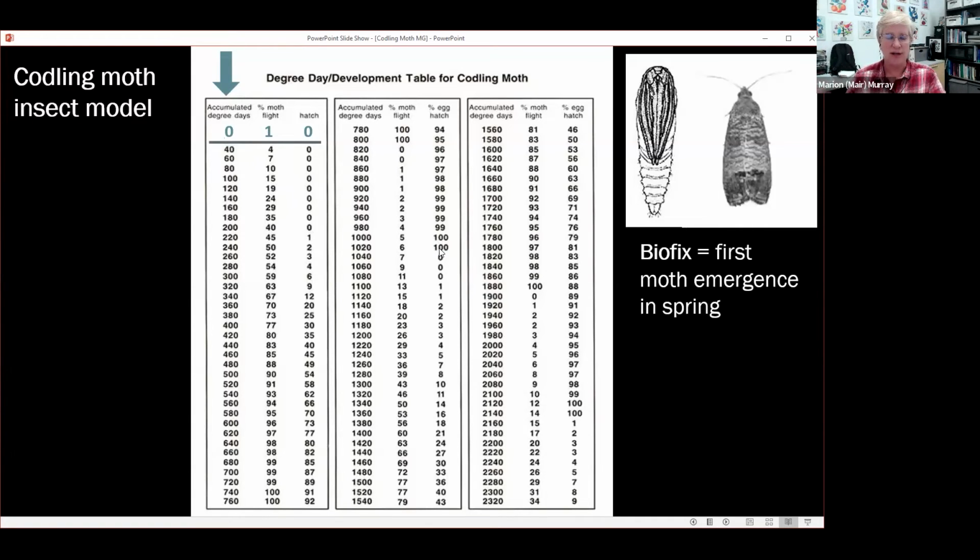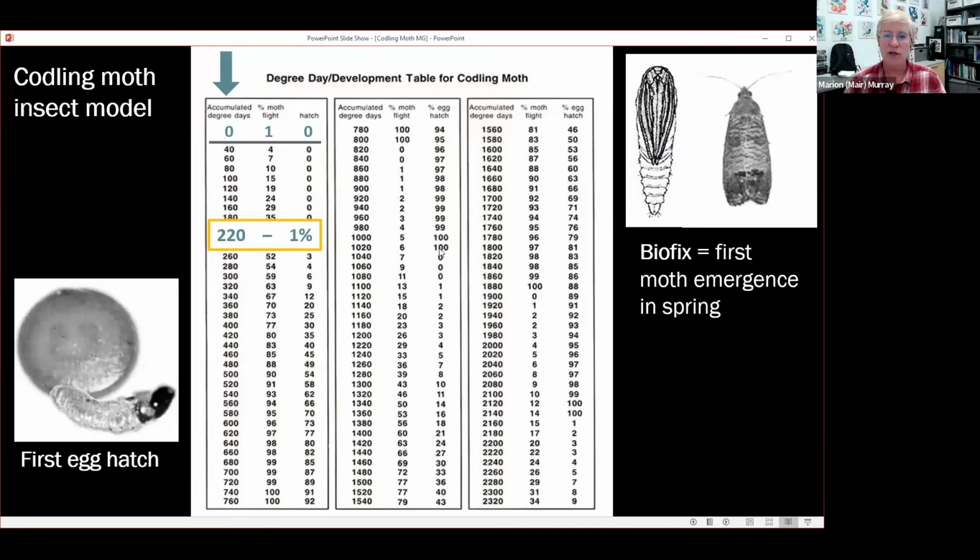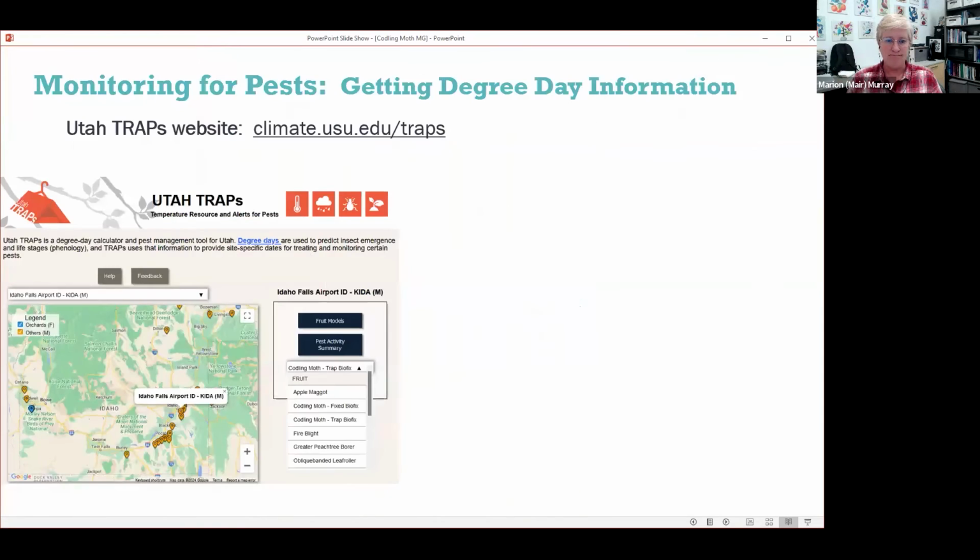So that's one generation. What we really want to know on this whole table is when the eggs are hatching, and that's at 220 degree days. So that's our important date that we let you guys know about. And then we can know the date of egg hatch for the next generation and the next generation. So those are all very important dates for management.